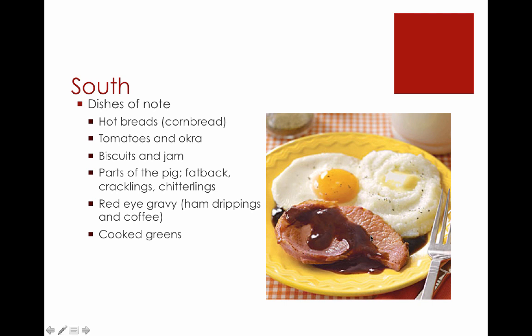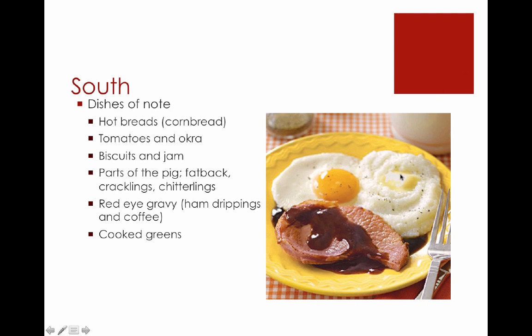So red-eye gravy, oftentimes we think about the eye part. Okay, it'll wake me up. It's gravy that comes from pork drippings. So here's a pork chop, right? And coffee. You mix that together, and it's often day-old coffee that was left over. What are we going to do with it? Let's mix it with the pork drippings, ham drippings, and make gravy. You can make it for breakfast, you can make it for an evening meal, that kind of thing, but it's typically served over the pork itself.